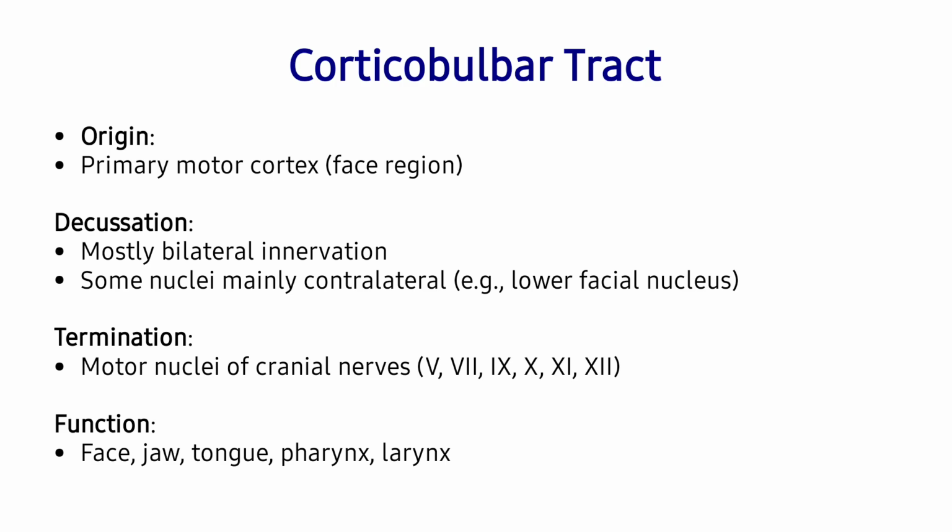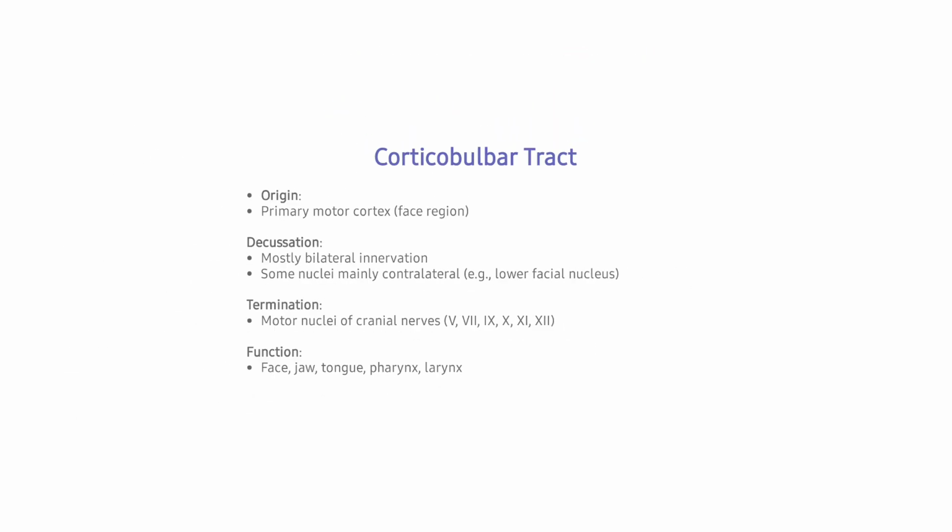Obviously, if it terminates there, what will be the function? Movement of what? The trigeminal is involved there, movement of the jaw. The face is involved there. Remember, facial muscles, so we have the facial nerve there. Then the glossopharyngeal, the pharynx, the larynx. Then the hypoglossal for the tongue. So the fact that corticobulbar terminates on these cranial nerves, just know that its function will be involved in movement of the face, the jaw, the tongue, the pharynx, and the larynx.